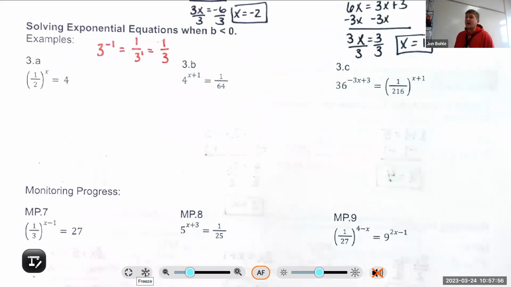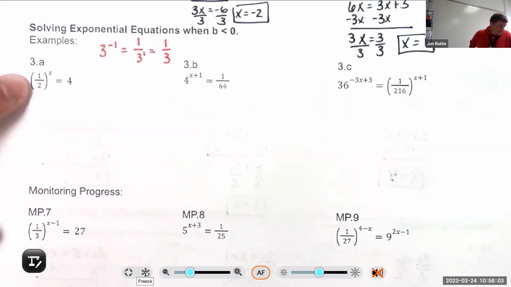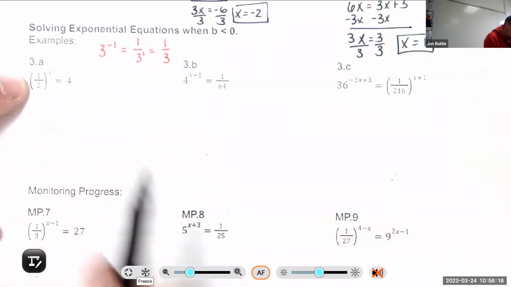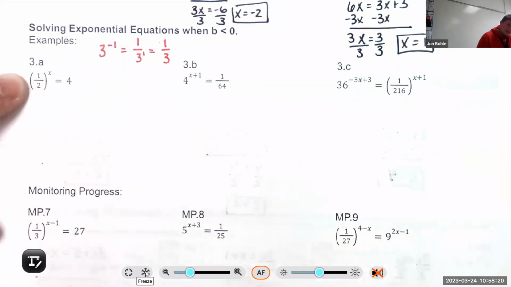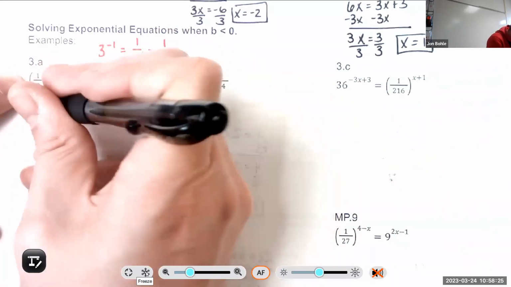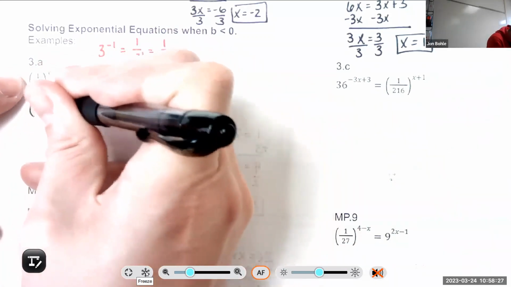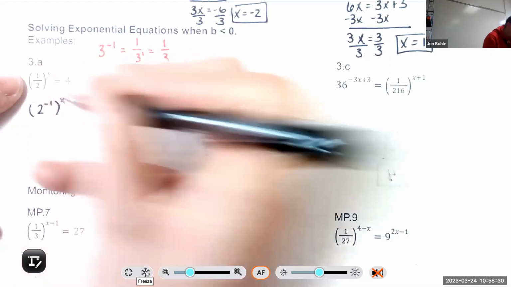Now I'm going to look at 3a, and I have a half. Can anybody think of a base that I can write 1/2 to, or a base I can write 2 to be 1/2? 2 to what power is 1/2? Think about what we just did here. 2 to what power is going to be 1/2? 2 to the negative first power. So I can rewrite 1/2 as 2 to the negative first power, to the x power.